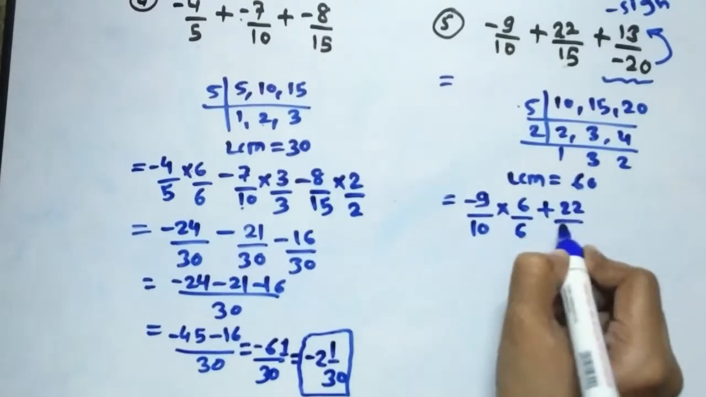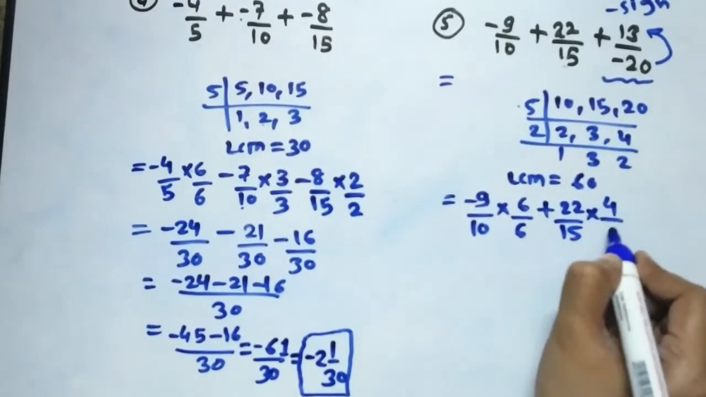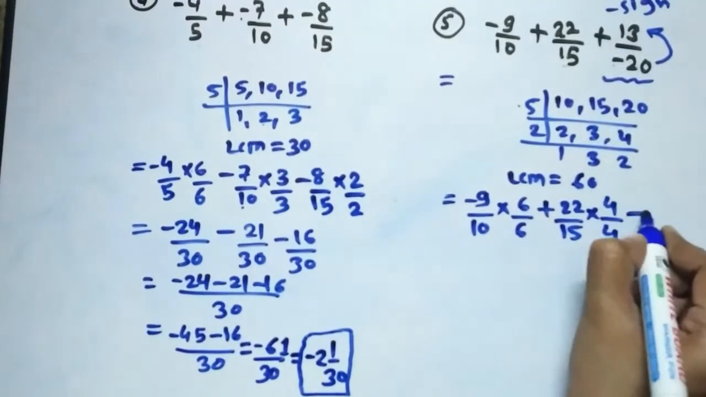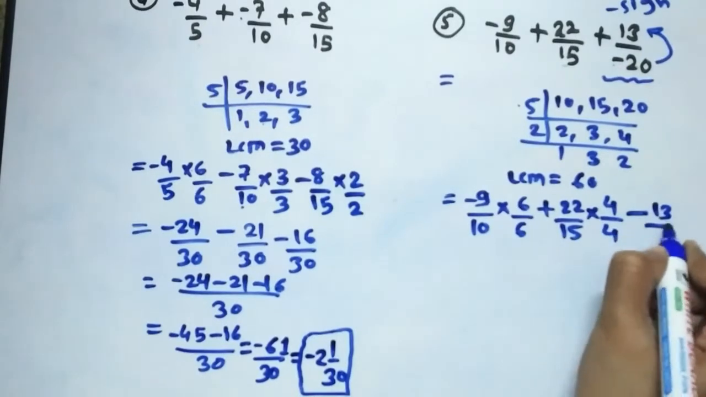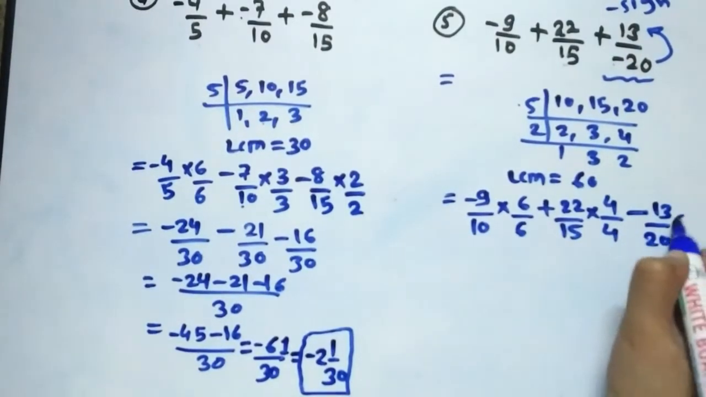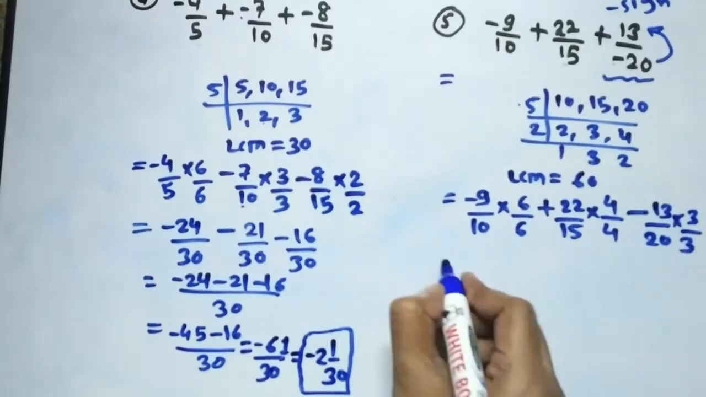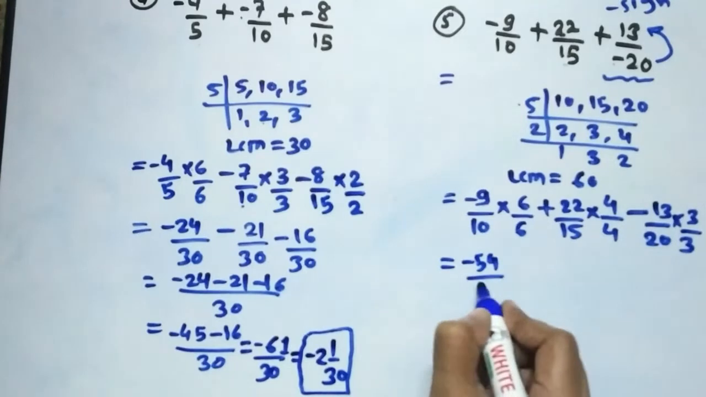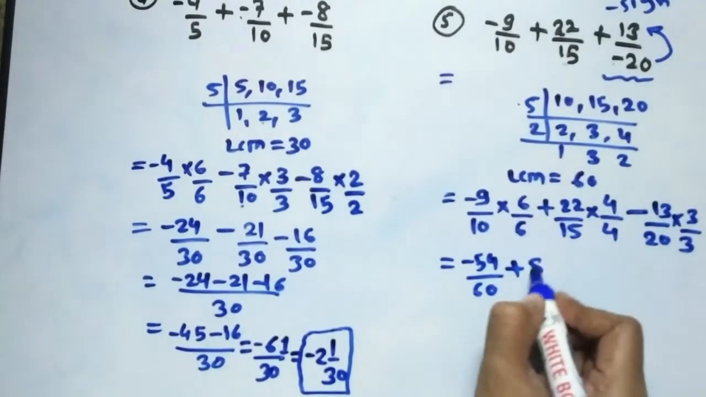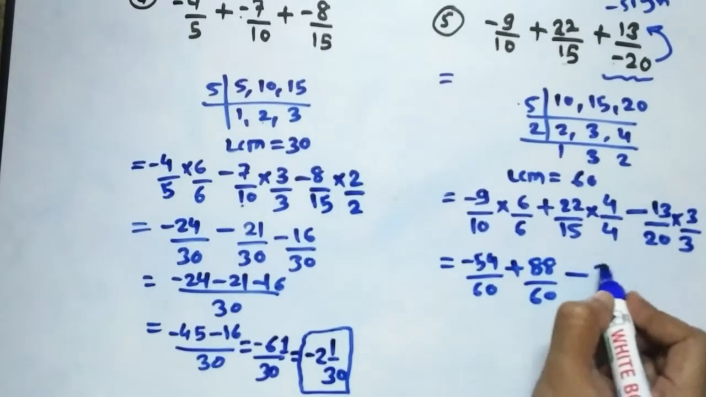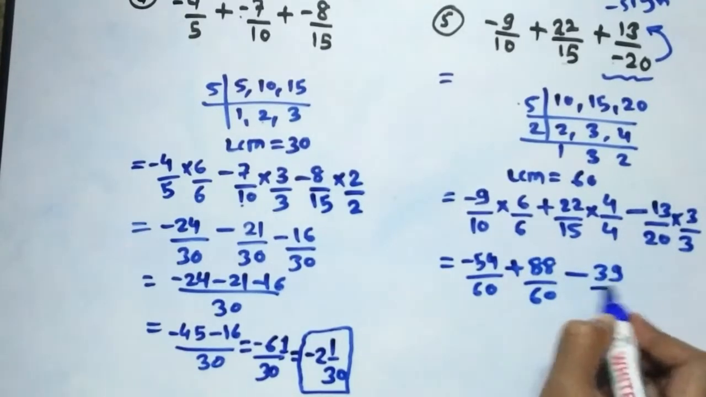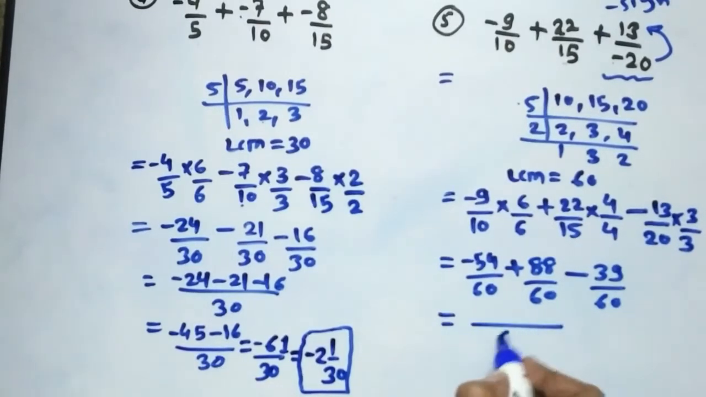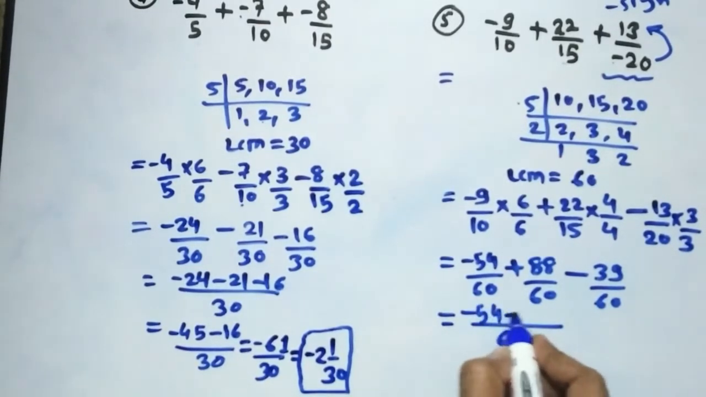Plus 22 upon 15. 15 4s are 60 is there, children. So you write down this. Minus sign I'll shift upside, so it will go here. And then 13 upon 20. And 20 3s are here, 60 you will get. Friends, numerator multiply: minus 9 6s are 54 upon 60 plus 88 upon 60 minus 13 3s are, that is 39 upon 60. Observe this stage, you get all the denominators equal, write down denominator once and just perform the operation of the numerators.